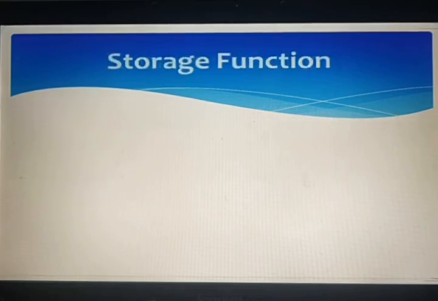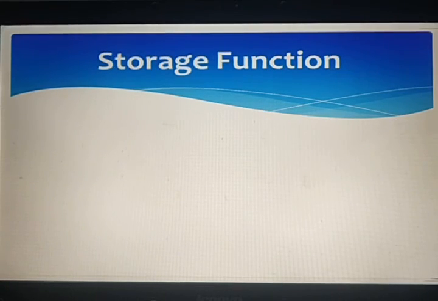Now let's discuss the storage function. It is responsible for storing any kind of information permanently and is performed by the storage unit. Various storage devices like hard disks, CDs, DVDs, USB drives, etc. comprise these units.